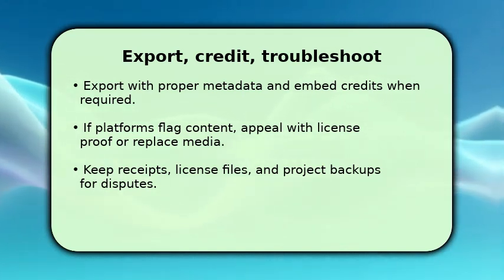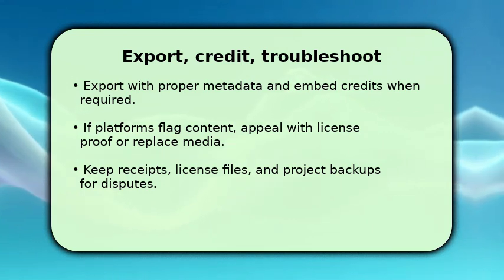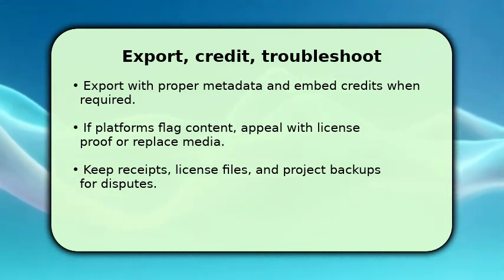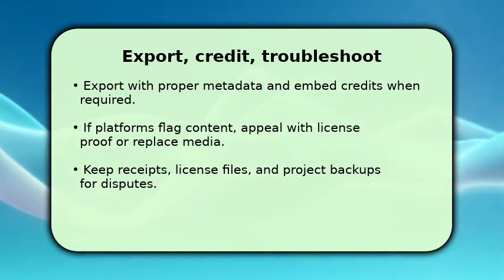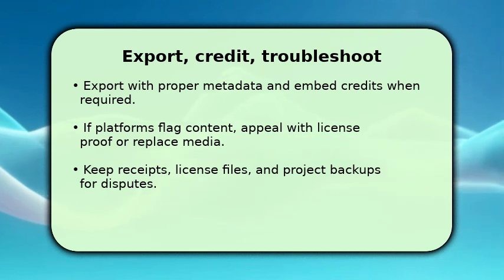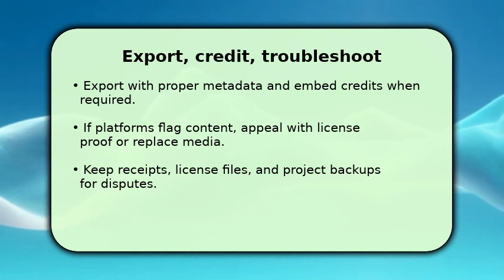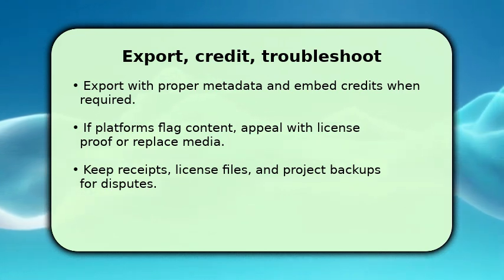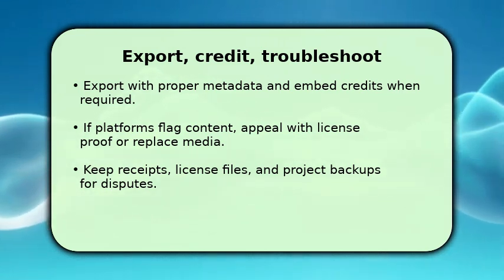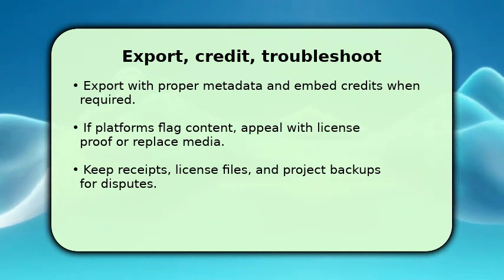If a platform issues a copyright claim, respond with proof of license and timestamps showing the replacement. If unresolved, replace the flagged segment and re-upload. Keep receipts, license files, and the backed up project on hand to resolve disputes quickly. A single troubleshooting tip: when claims persist, contact the rights holder.